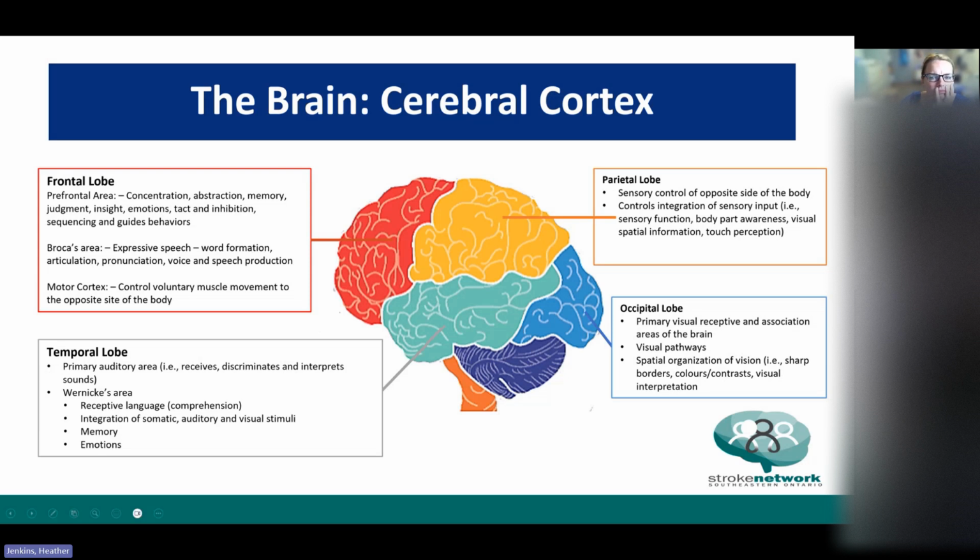Now, your occipital lobe, I think most of you will be familiar with the fact that this area is primarily related to how we process visual information. It takes in all of the information from our eyes and processes all of that spatial information and that visual information for color, contrast, and visual interpretation.